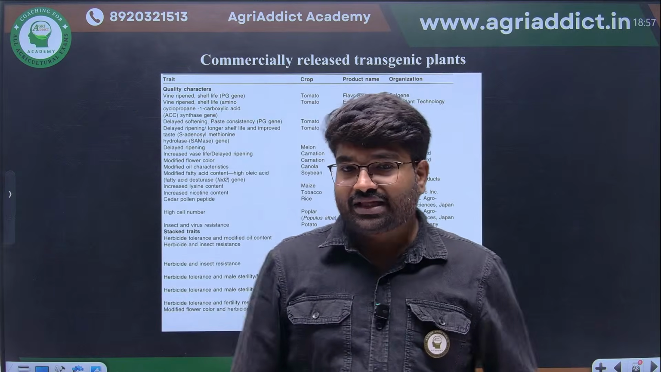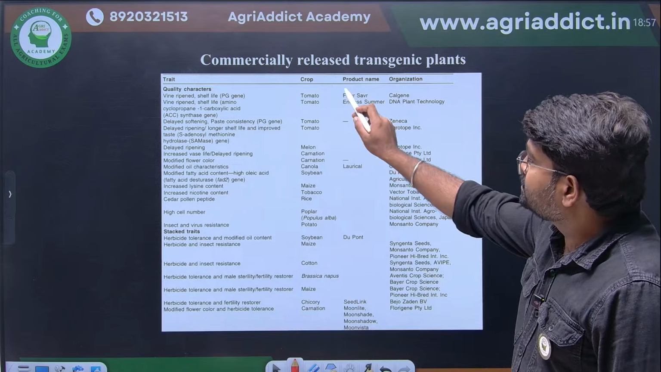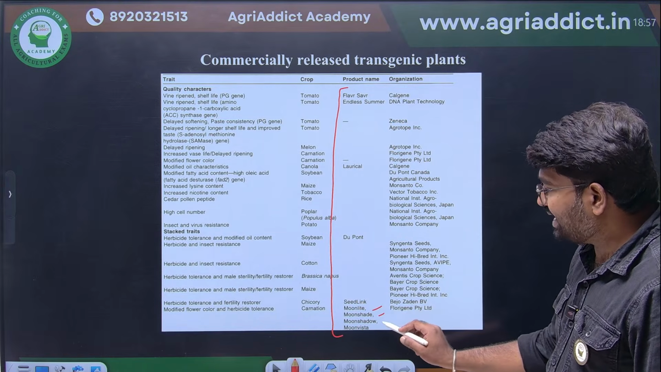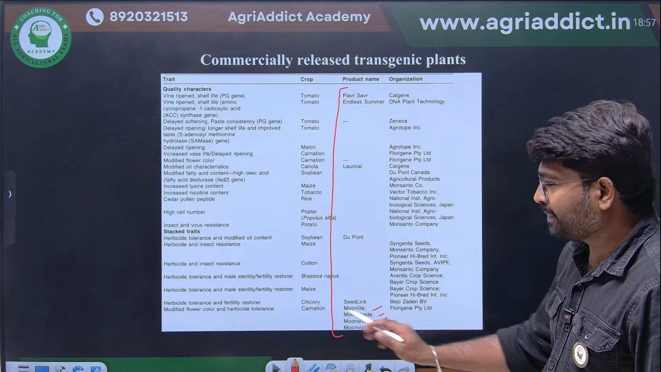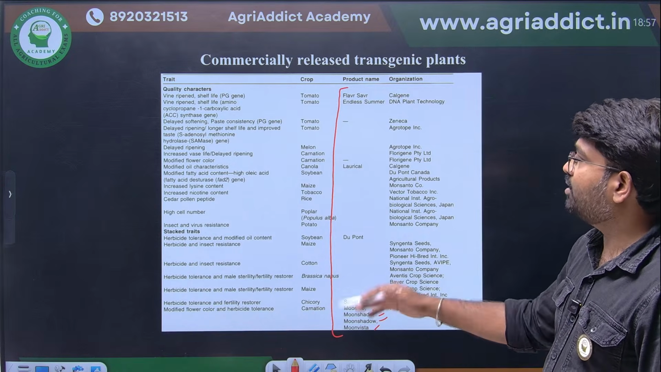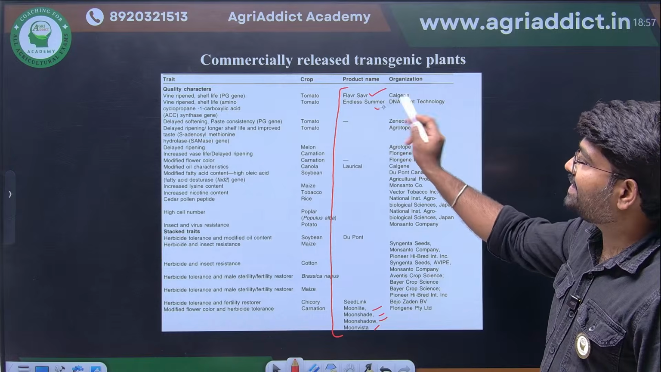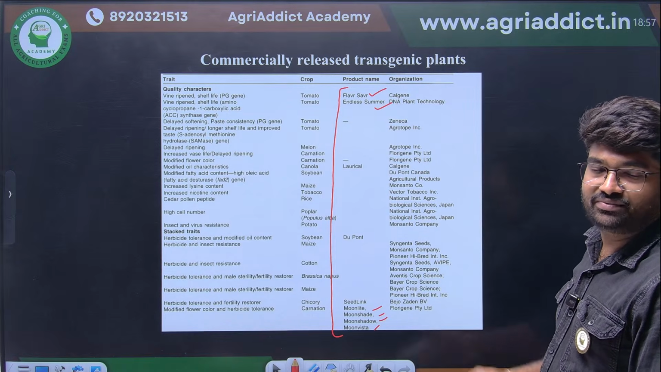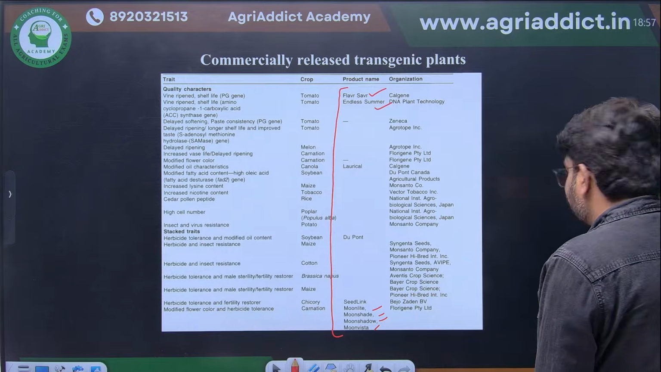These are the different varieties; you have to just focus on this thing only. Moonlight, Moonshadow, Moonvista: carnation flower color, this we have already seen. Flavr Savr, Endless Summer: this is for improving the shelf life. This we have already discussed clearly.